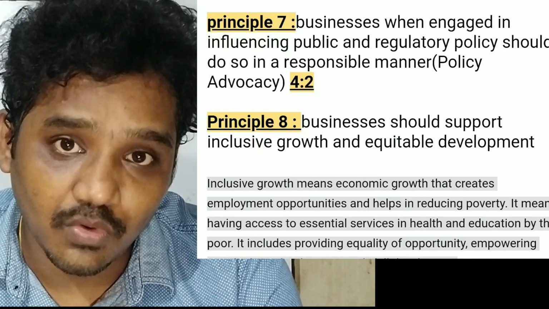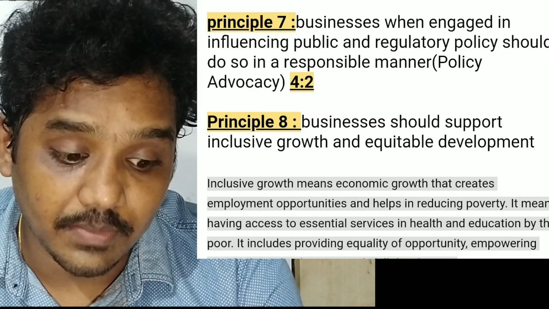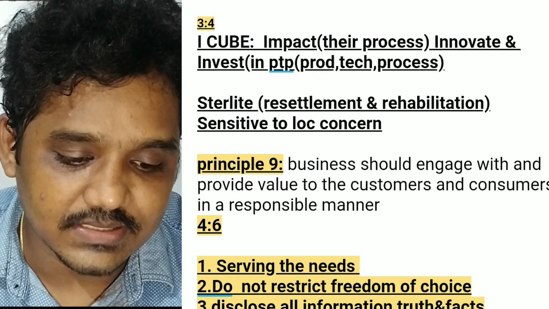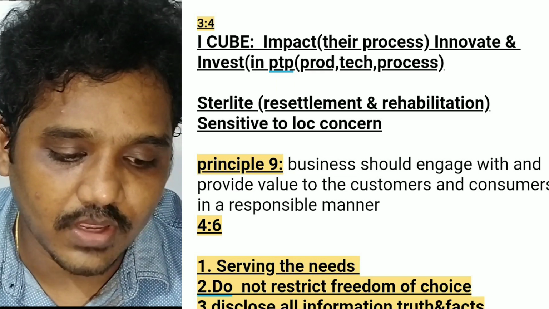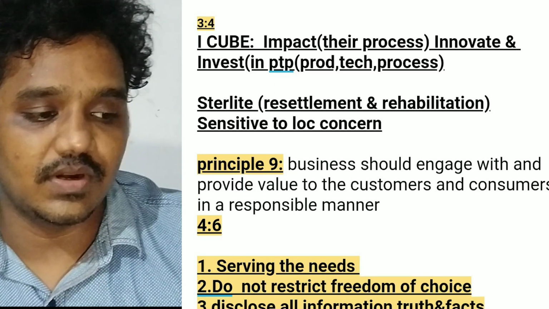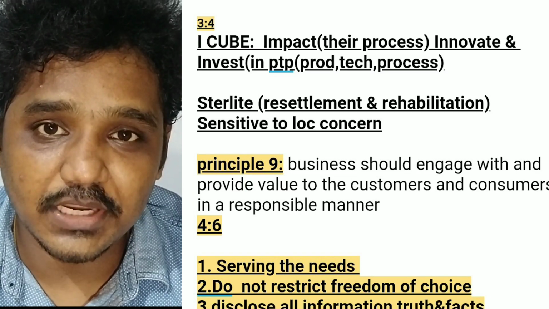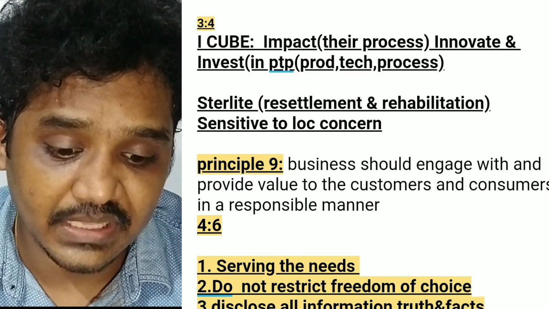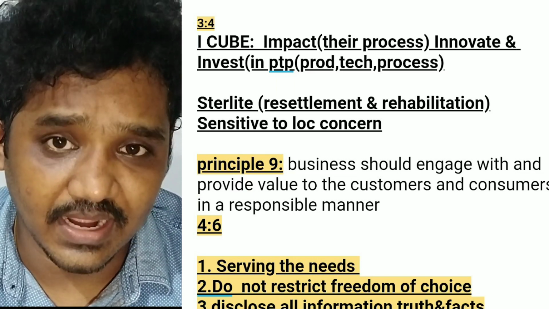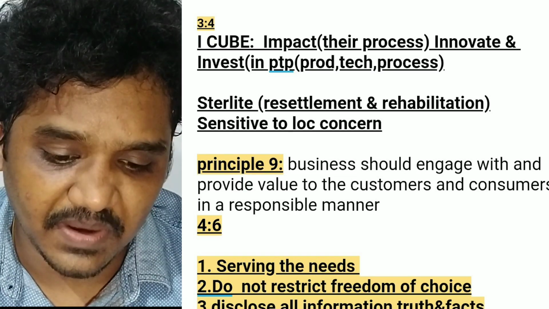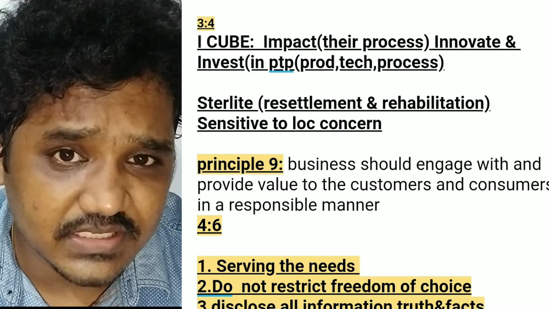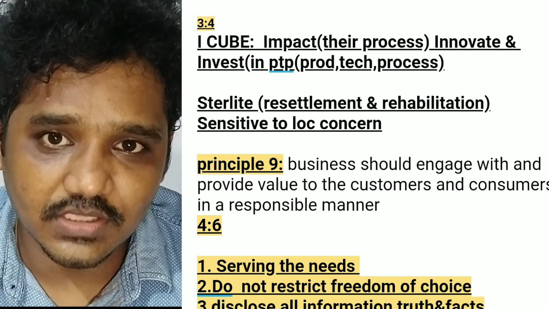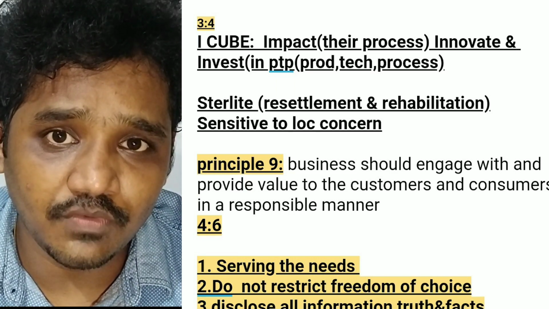Let's go to the 4 core elements. I cube, triple I, I'm going to cover these points. First one, I cube means 3 times you have to use the letter I. I means impact, I means innovate, and I means invest. Point 1, impact. When I say these keywords, you have to frame a sentence. First, see impact. When you get this word impact, how are you going to frame a sentence?